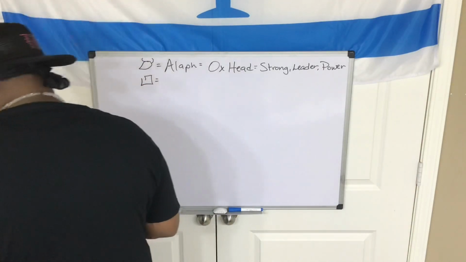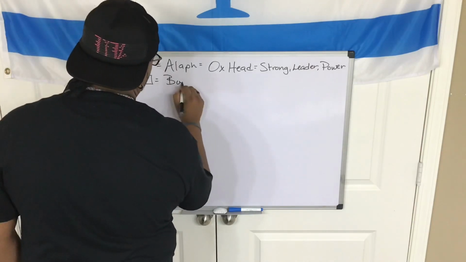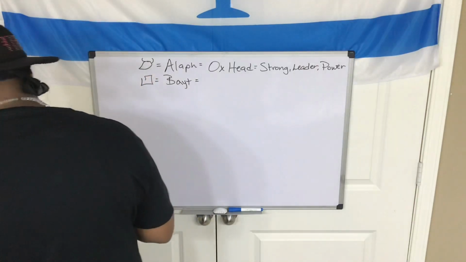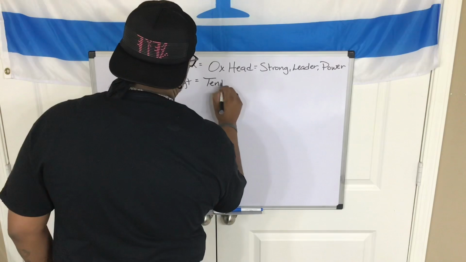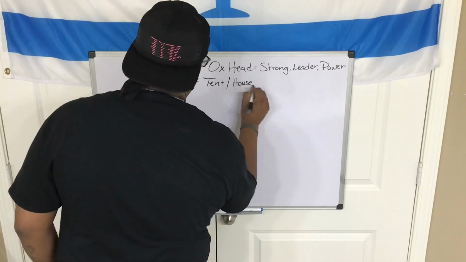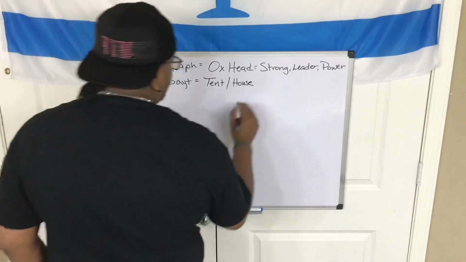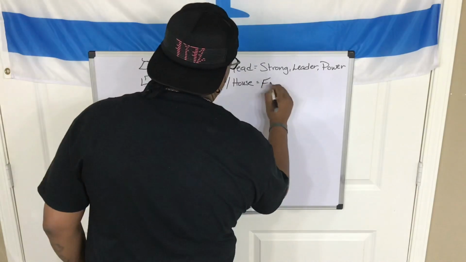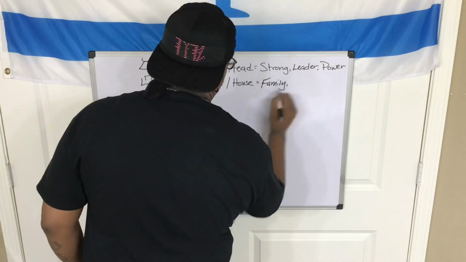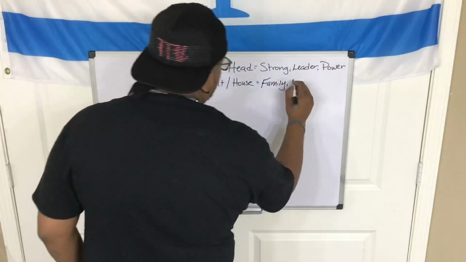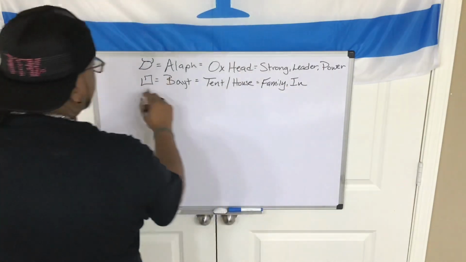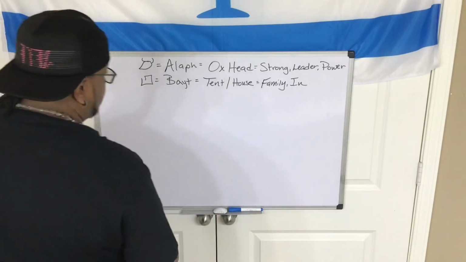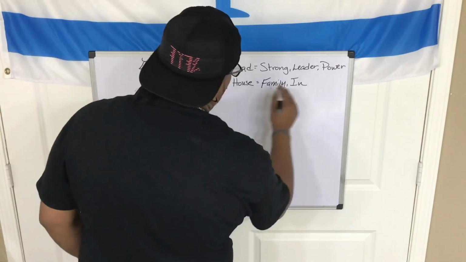This is the Bayt. It represents tent or house. It represents family. It represents inn. The symbol is a tent floor plan of a house. You see the way it's made. And it represents house, family, or inn.